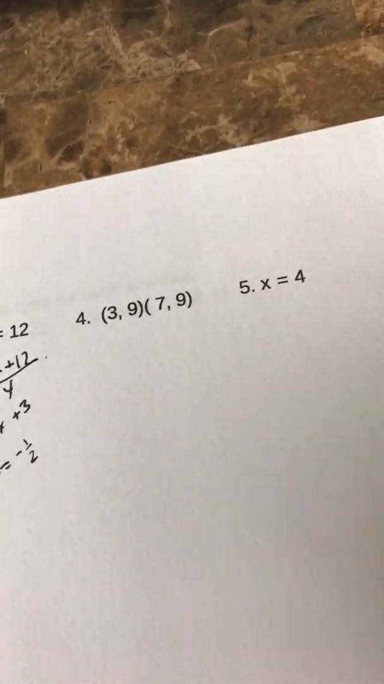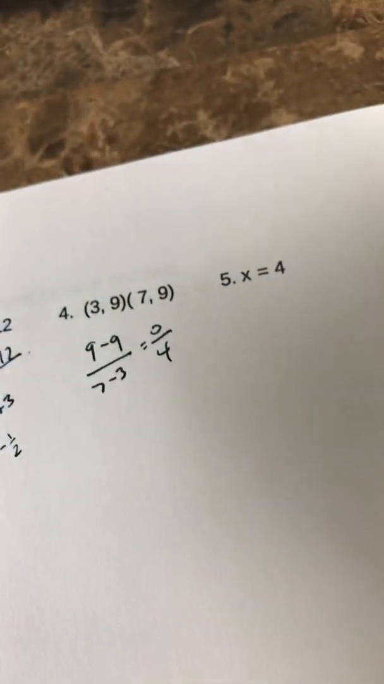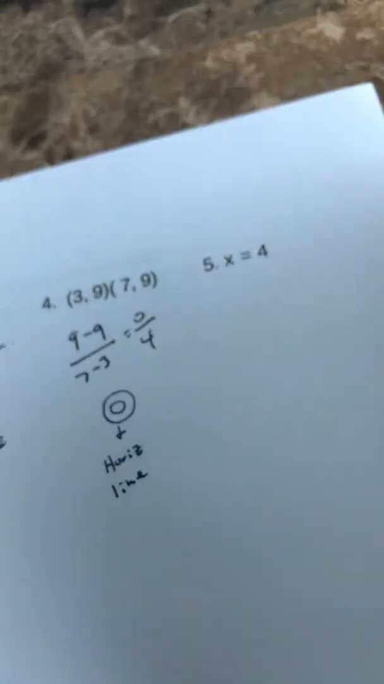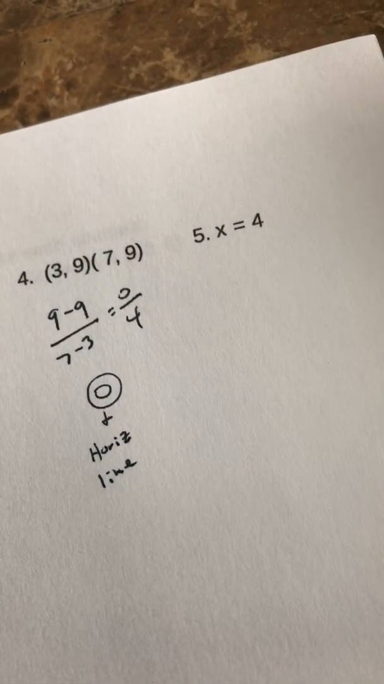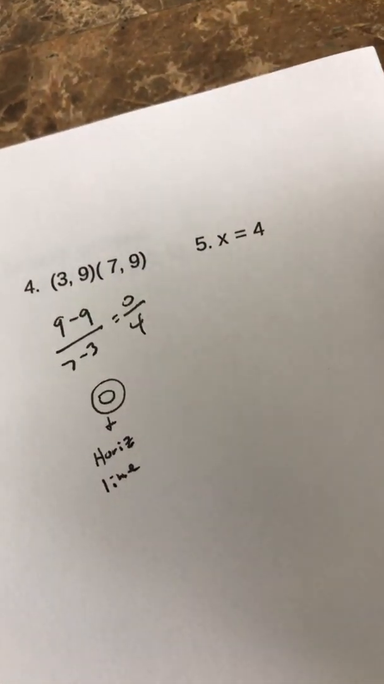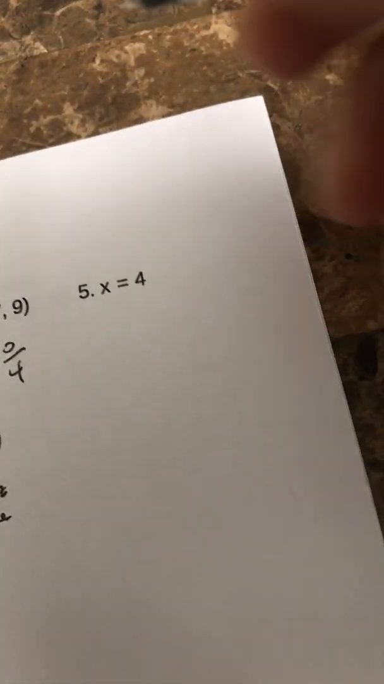Number 4, this one is one of our special scenarios. When you do your y2 minus y1, you end up with 0 in the top. And 0 divided by anything is 0. So number 4 is 0. This one is a horizontal line. So the slope of any horizontal line is always going to be 0 because they always have the same y coordinate.